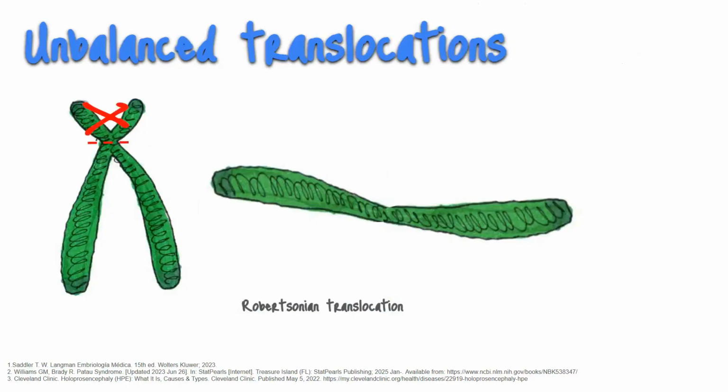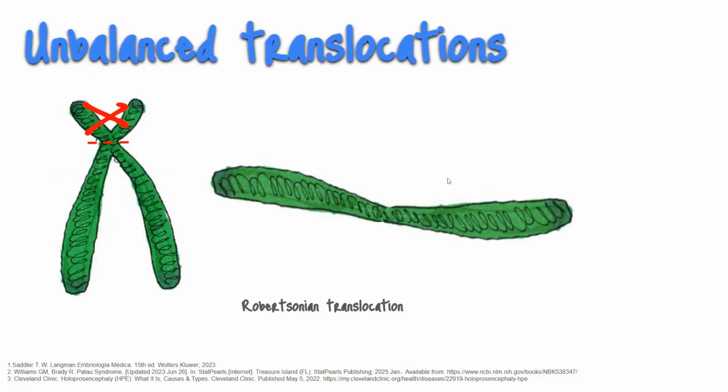A Robertsonian translocation looks like this. It occurs when the short arms of the chromosome get deleted and the long arms become a long single chromosome, which results in two normal copies with an additional long arm of chromosome 13.